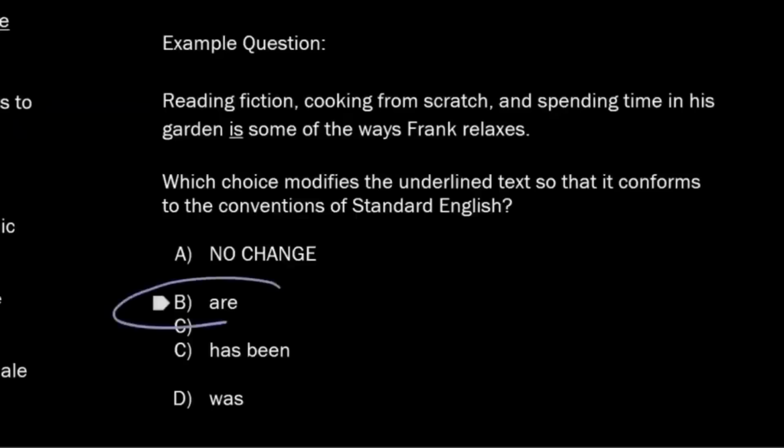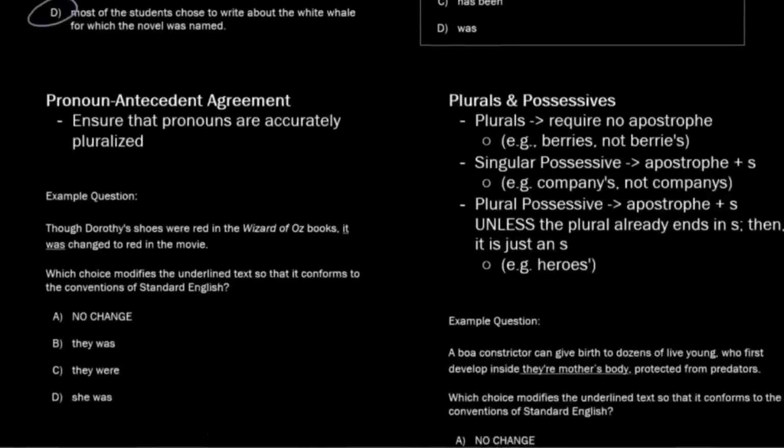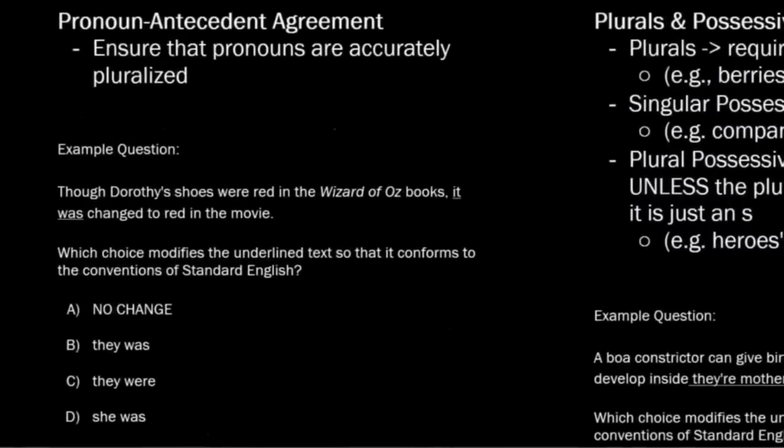Okay. This is present tense. He's currently doing the relaxing, right? They are some of the ways that he relaxes. "They is" not some of the ways that he relaxes, right? They are some of the ways.